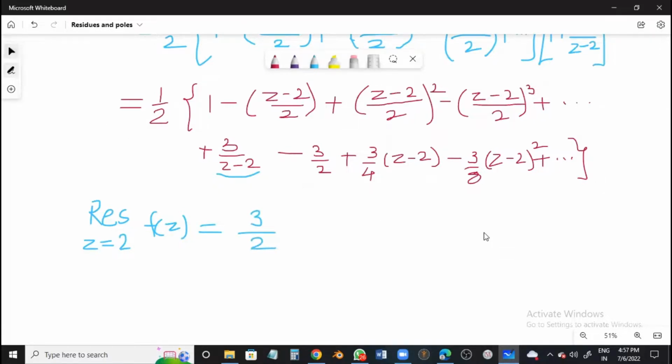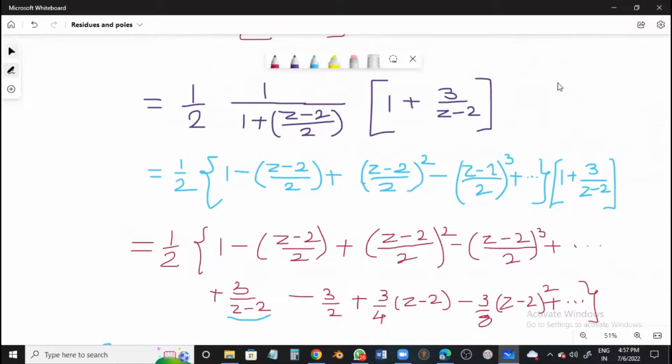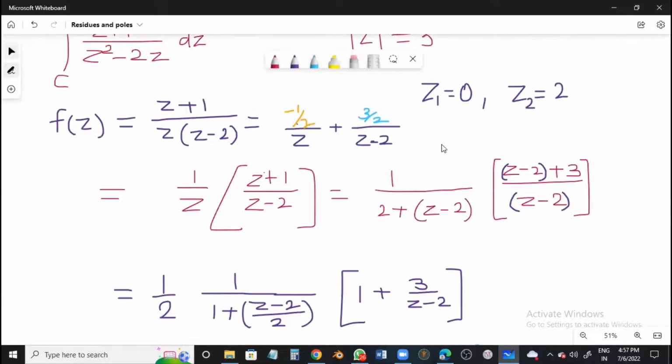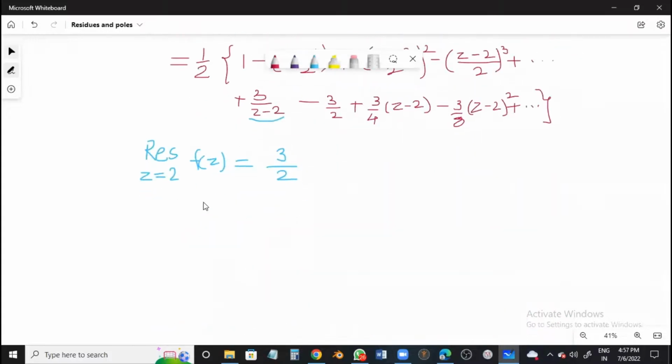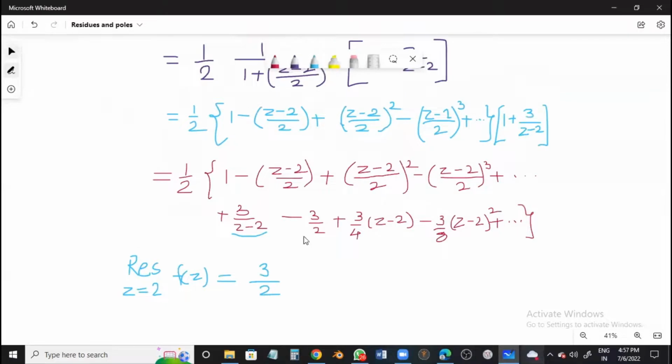In the same way, I have to find it at z equal to 0 also. We tried it at z equal to 2. Now we have to go with z equal to 0. So did you get me? Any doubt here?